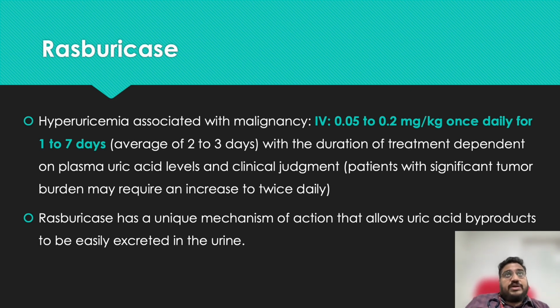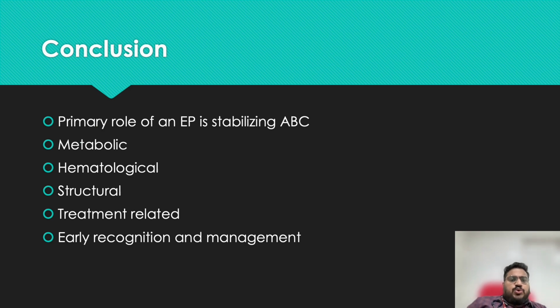The priority might be to start dialysis as early as possible, treat the hyperkalemia, treat the hypocalcemia, treat the hyperuricemia and hyperphosphatemia. So to conclude, the primary role for an emergency physician is to stabilize airway, breathing, circulation. Without a high index of suspicion, we will never come to a conclusion that it is neutropenic fever or tumor lysis syndrome. So always have a high index of suspicion when these patients present to our ED.